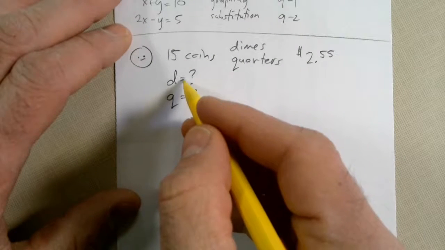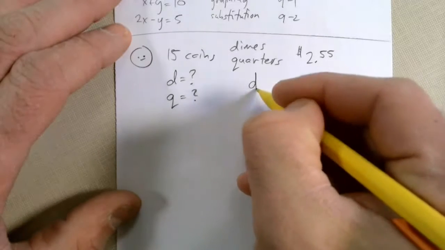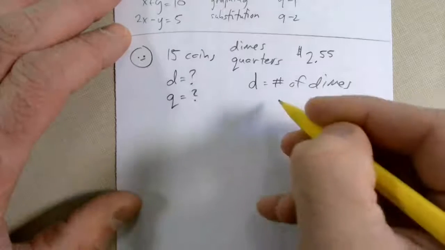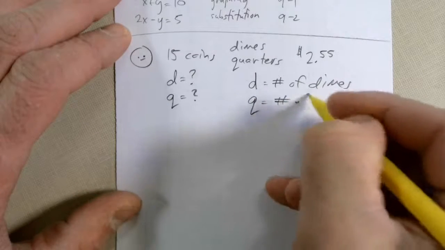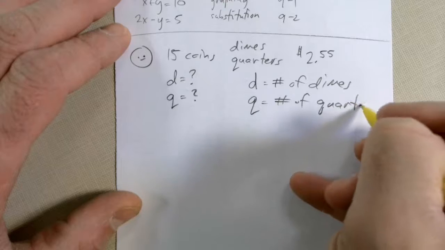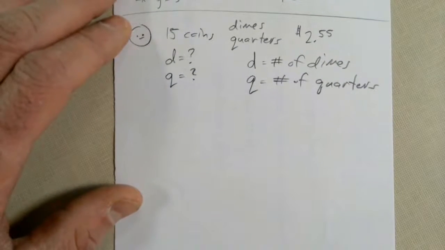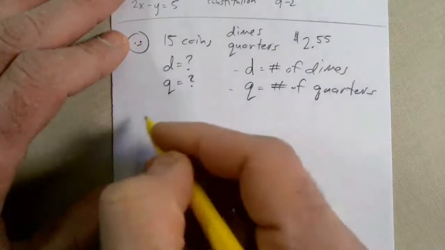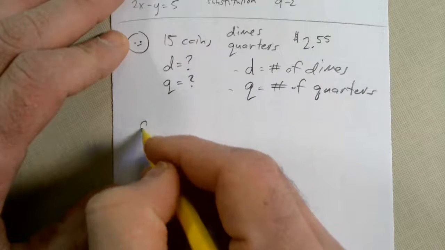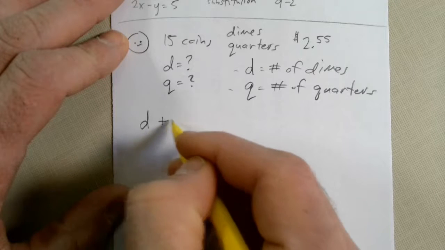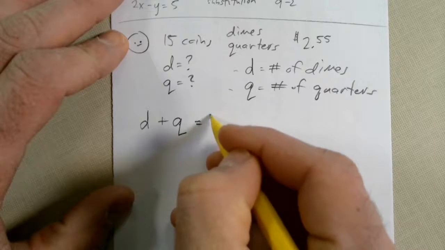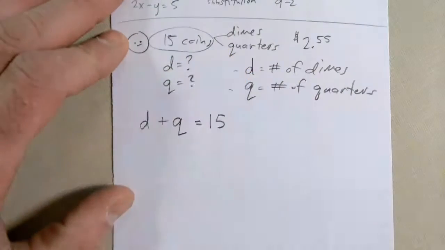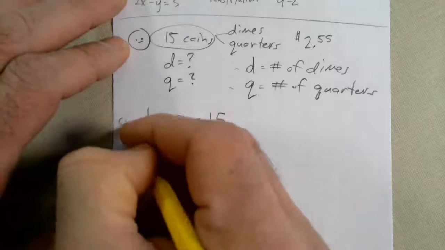Since we don't know how many dimes or quarters we have, I'm going to say that D is equal to the number of dimes. That's easy to remember. And Q is equal to the number of quarters. Now we have to make two equations. If you have two variables, you need two equations. So one equation is the number of dimes plus the number of quarters has to equal 15 coins, because he's got 15 coins, only dimes and quarters. So that's equation number one.